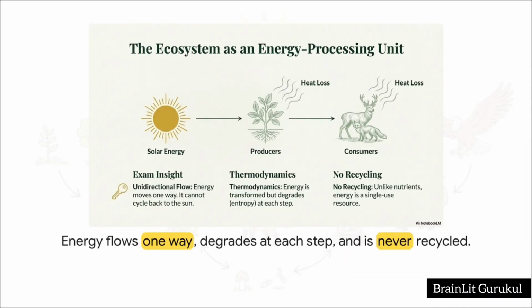Okay, so here's the absolute key point, the thing you have to remember. Energy flow is a one-way street. It starts from the sun, gets captured by plants, and then moves on up the food chain. And at every single step, because of the second law of thermodynamics, some of that energy is lost as heat. Think about it. Nutrients like carbon or nitrogen get recycled. But energy? Nope. It's a single-use resource.